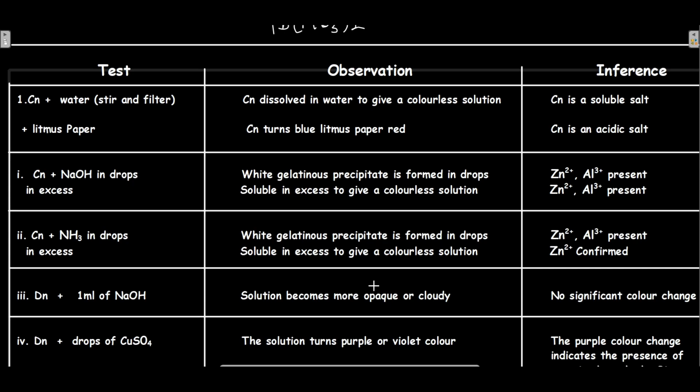So here is the table. For the test, we have CN, which is your zinc 2 chloride, plus water. CN dissolves in water to give a colorless solution. That means CN is a soluble salt. Zinc 2 chloride is very soluble in water, and with litmus paper, it turns blue litmus paper to red, so CN is slightly acidic. Take note, it is formed from the neutralization reaction between a strong acid, which is HCl, and a weak base. So the salt still has some acidic properties, and it will definitely turn blue litmus paper red.